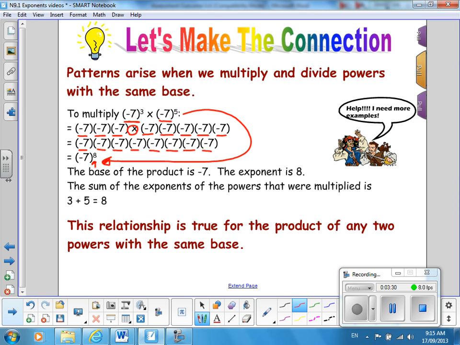All we did was add the exponents. And this relationship is true for the product of any 2 powers with the same base. Very important, it has to be the same base. So if you have 2 powers with the same base that are being multiplied together, we can add the exponents. And this shows you why. You write them out in repeated multiplication, and you will see that we're just adding 3 and 5 of the same bases. So there are 8 of the same base.